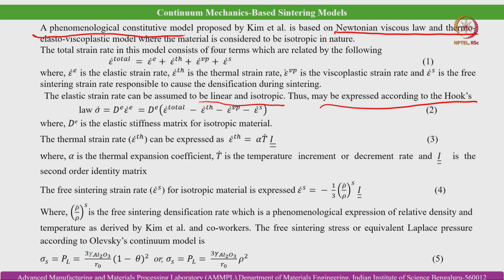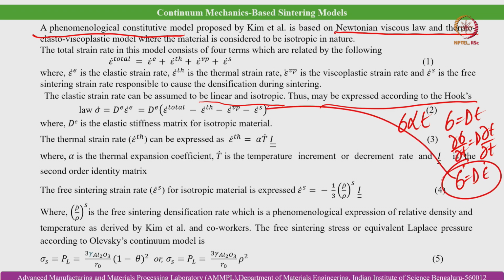Okay. So, how are we arriving at this expression? As we know from Hooke's law, stress is proportional to the strain. The proportionality constant here is D. So, we can also write that del sigma by del t is equal to D, because it is a proportionality constant, times del epsilon by del t. So, that is what is written over here: sigma dot is equal to D epsilon dot. This is what is shown over here. Okay. So, D is the elastic stiffness matrix for an isotropic material.